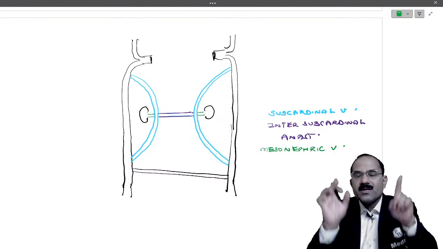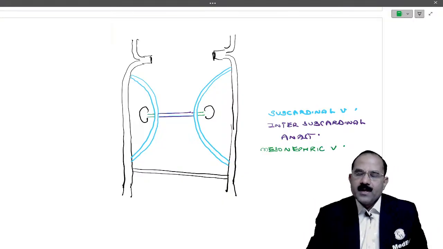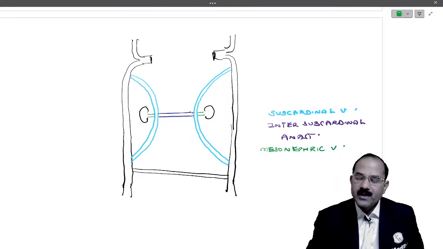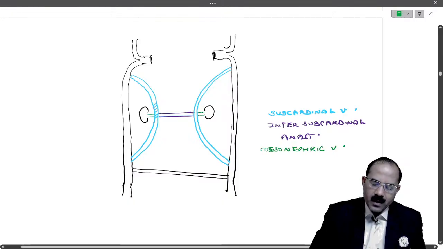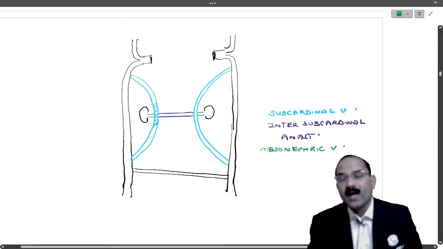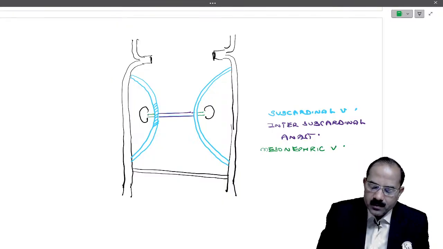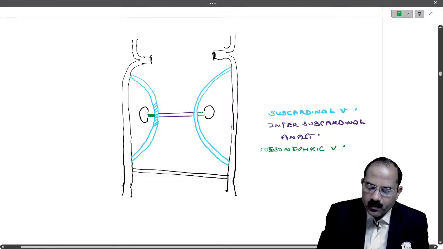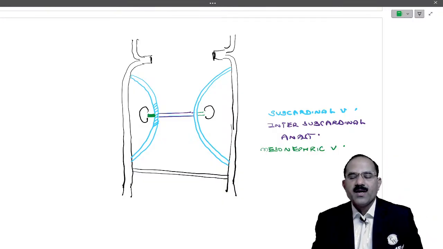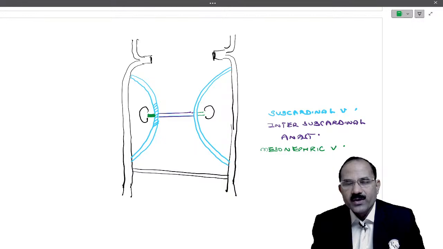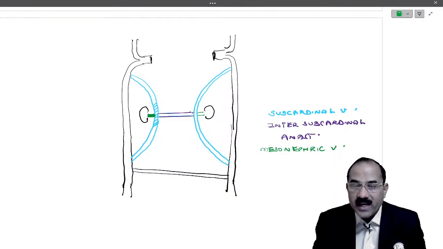They are named the mesonephric vein. That is the mesonephric vein. Perfect? Perfect. I'm telling you, this is going to form our future IVC. If this is going to form our future IVC, what is this right mesonephric vein going to form? Come on children, say it. The right mesonephric vein is going to form the right renal vein.